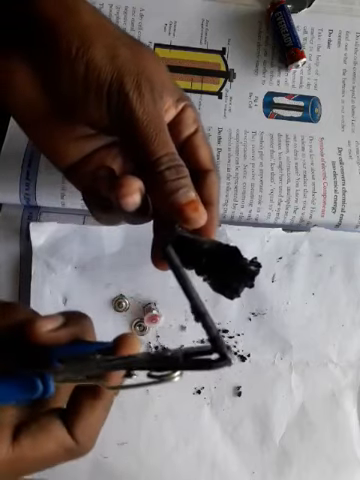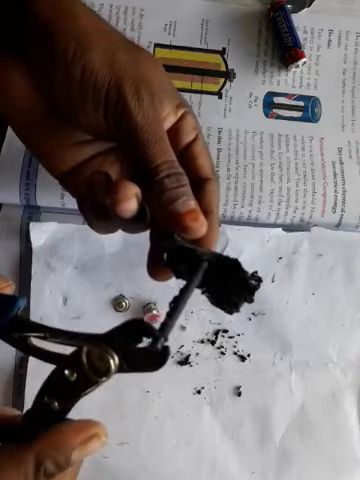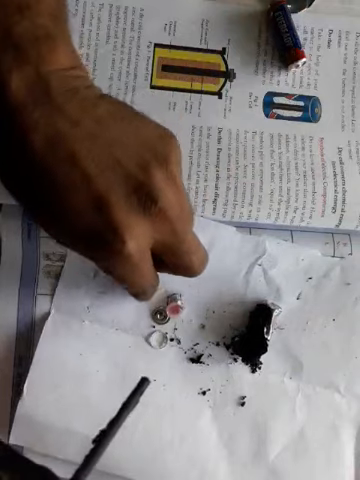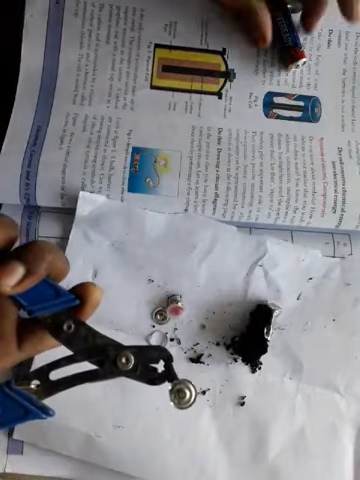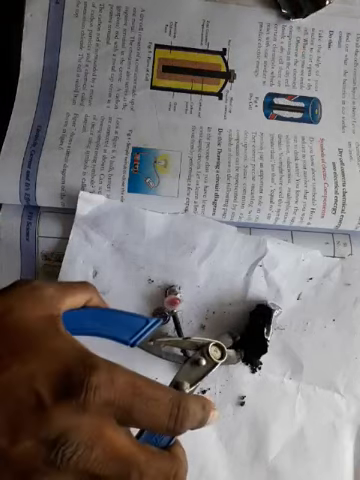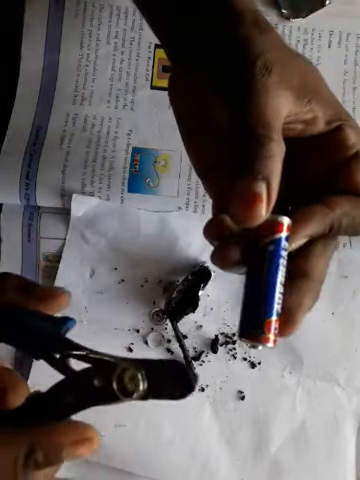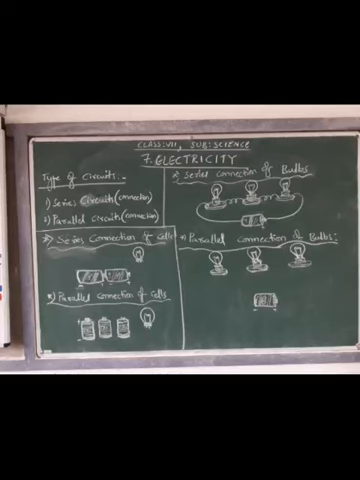This carbon rod, which acts like the positive terminal, is connected to a metal cap on top of the seal, like this. Here is the cell which is covered, and this zinc container is acting like a negative terminal. Already we have learned that every battery or cell consists of two terminals, a positive terminal and a negative terminal.